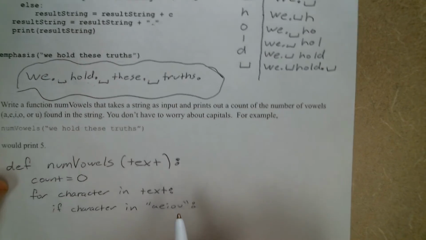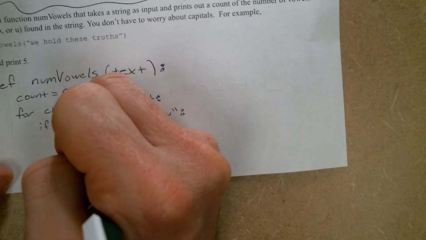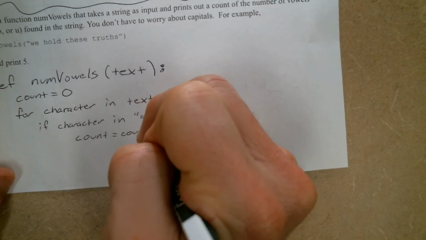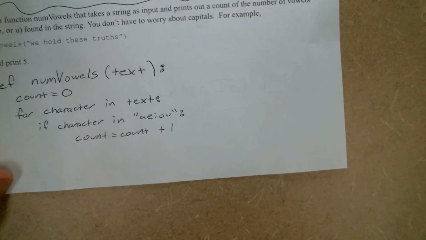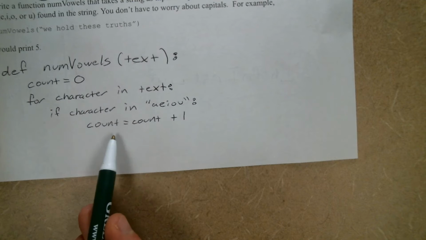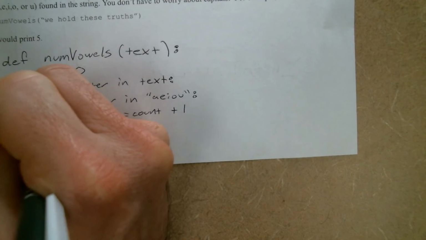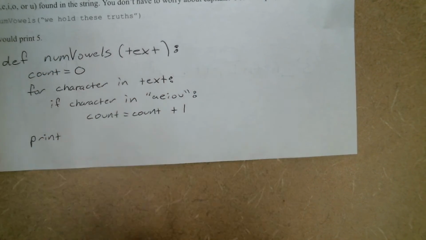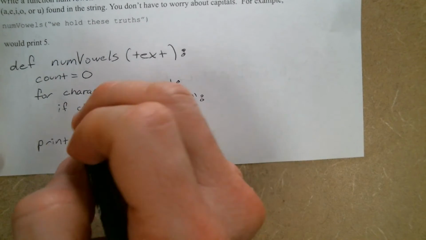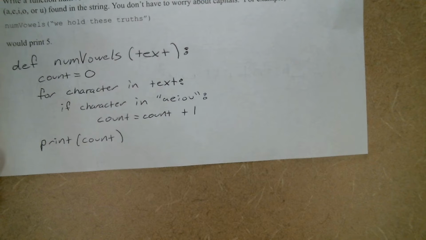If the character is in A, E, I, O, or U, we just need to make count 1 bigger. So we can say count equals count plus 1. And that's really all we need to do as far as the code is concerned. And then when the loop is over, we just need our print statement. So we don't print out until the loop is over and it's had a chance to go through the entire variable. But once it's over, then we can print out count.